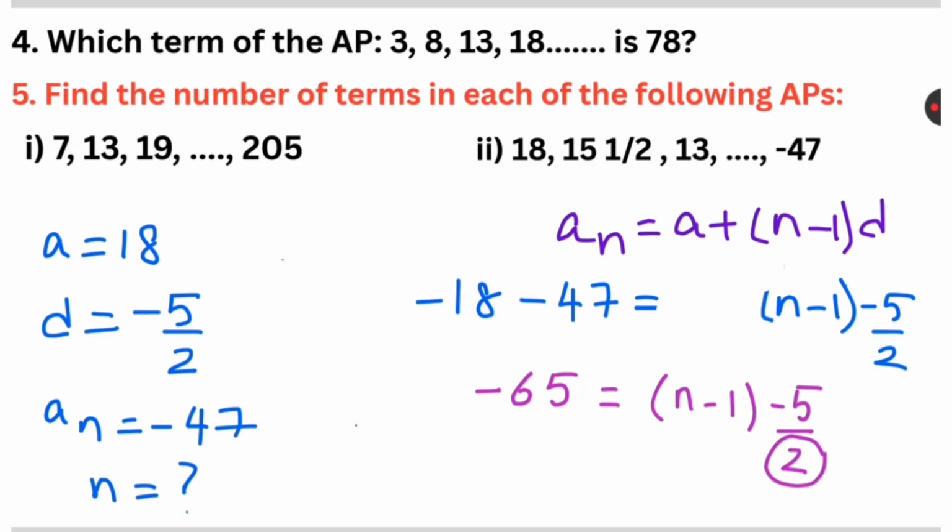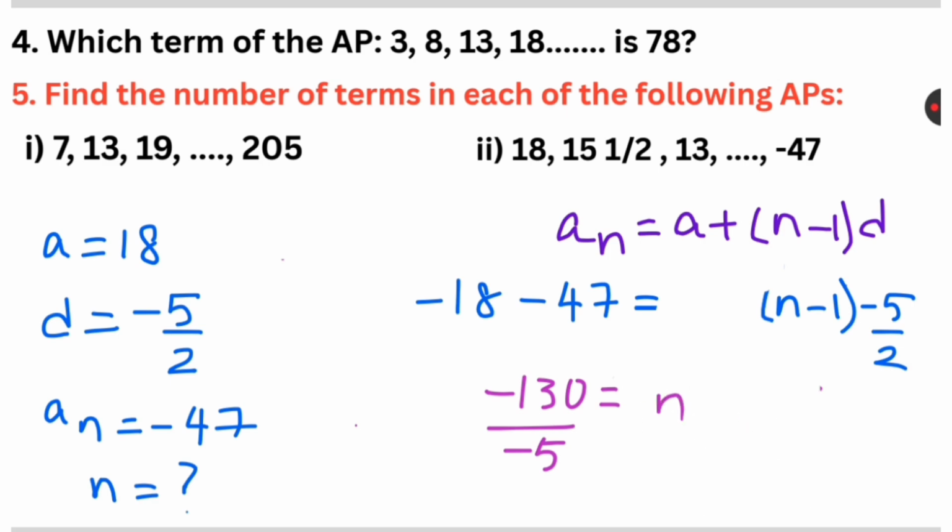Here we have a division by 2. That means if you multiply both sides by 2, then we can remove this 2. Then 65 times 2 gives 130. So minus 130 is equal to n minus 1 into minus 5. Here we have a minus 5, so let's divide both sides by minus 5. Minus 5 gets cancelled, so we are left with only n minus 1 on the right hand side. On the left hand side the minus gets cancelled, and 5 times 26 is 130. So n minus 1 is 26. Here we have a minus 1, so let's add 1 on both sides. So we are left with only n. So the number of terms is 27.